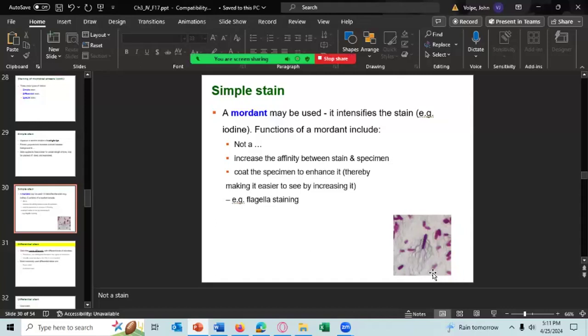Whereas if you were to do another stain, like a simple stain, the flagella will not stain because it just won't be enough for the human eye to see. You would be able to see it under the electron microscope, but under the light microscope, the human eye would not be able to see it unless you coat it many times with the flagella stain, in which case the flagella can be seen, as shown here.